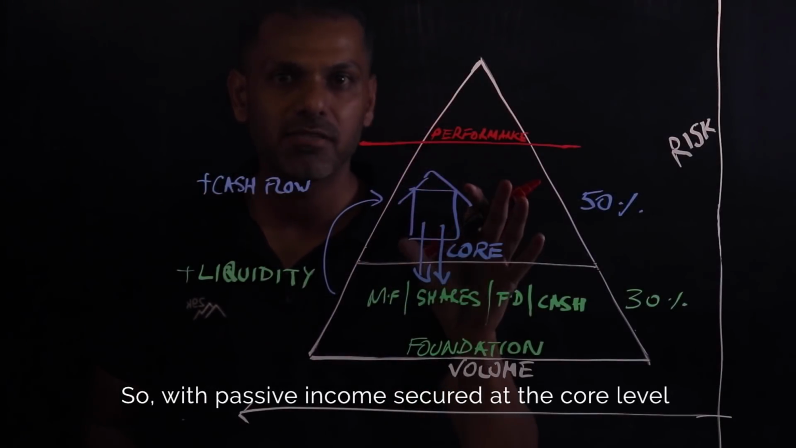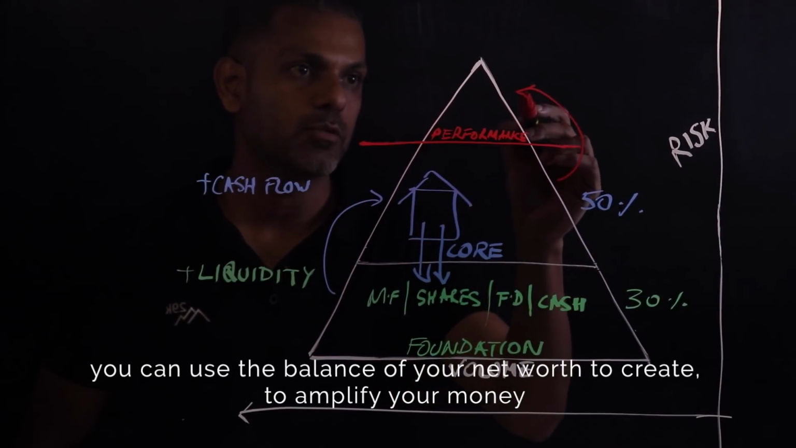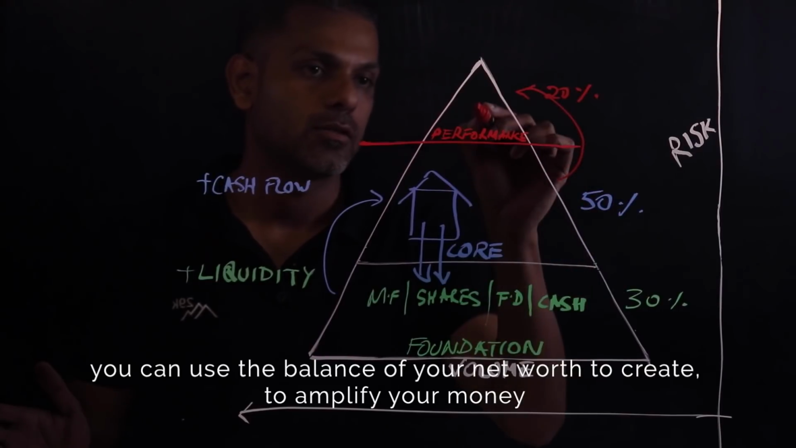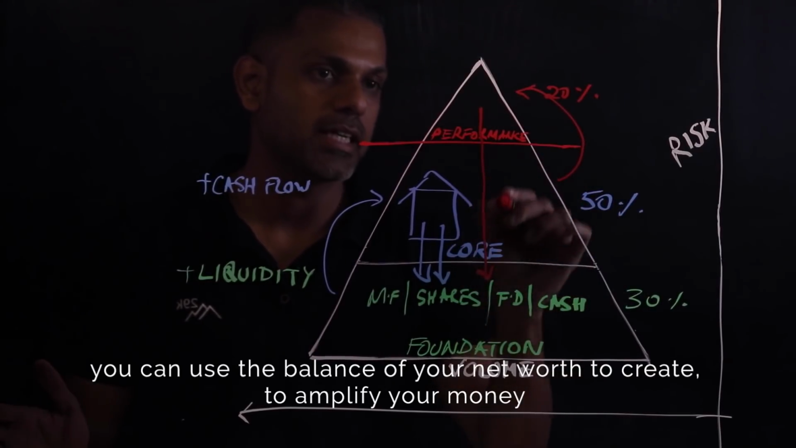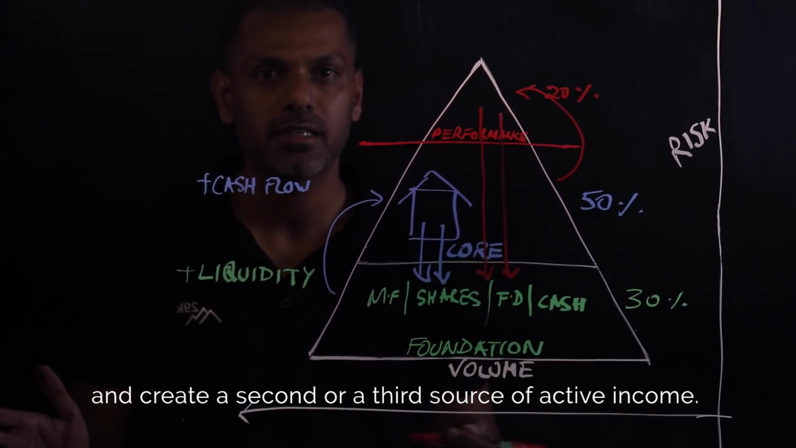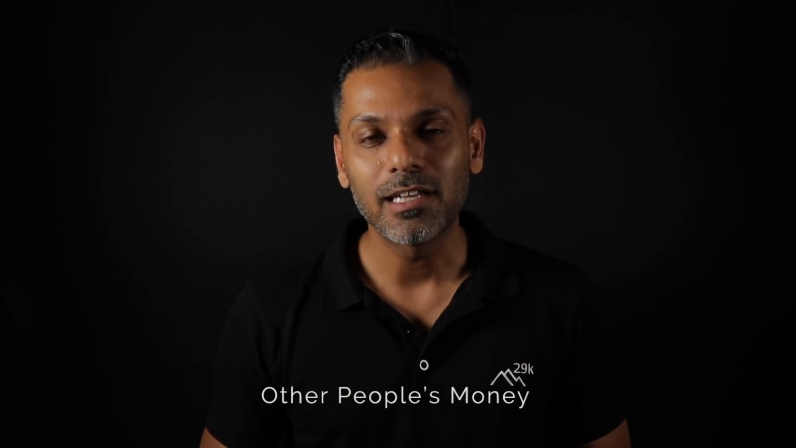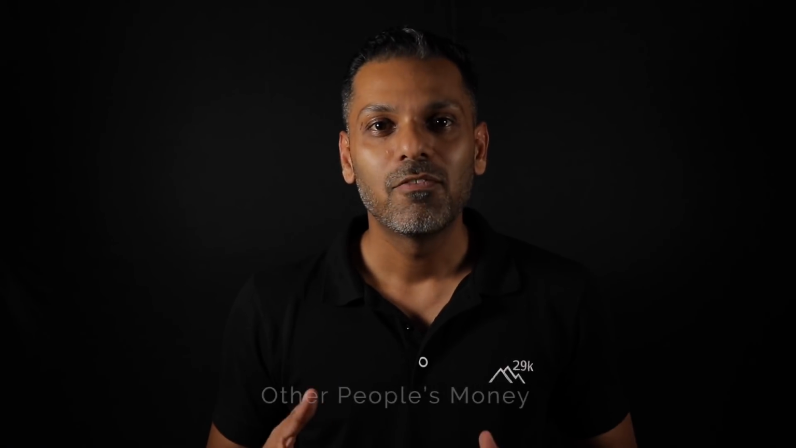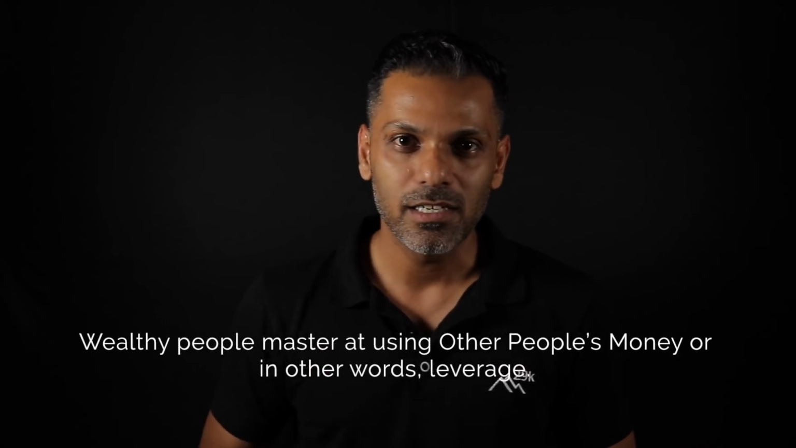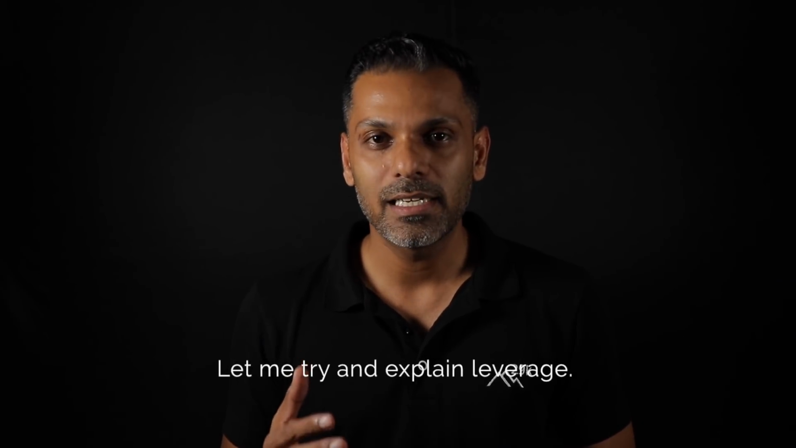So, with passive income secured at the core level, you can use the balance of your net worth to amplify your money, and create a second or a third source of active income. Time to reveal OPM, other people's money. Wealthy people master at using other people's money, or in other words, leverage. Let me try and explain leverage.